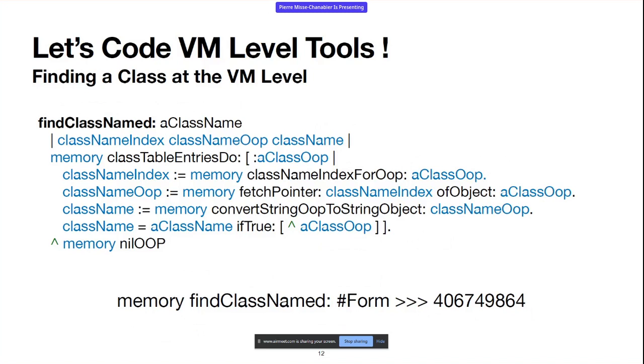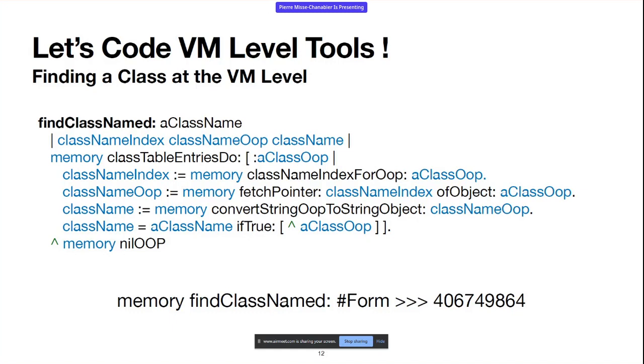And then you can finally get that OOP by fetching a pointer of the class OOP that is given as argument. We can convert the string OOP to a string object of the host environment. And finally, we are able to compare whether this is the class name that we want. And if no class has that name, then we return nil, or null in other languages.